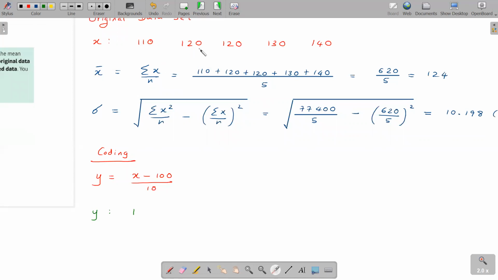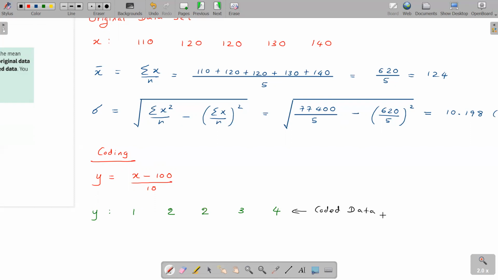Can you do the same thing for 120? 120 minus 100 is 20. 20 divided by 10 is 2. Next one, again 120 becomes another 2. 130 becomes 3. 140 minus 100 is 40. 40 divided by 10 is 4. Guys, can you see what I just did? I took each and every single X value and applied it to this equation and I got the respective Y value. So this is called the coded data. The Y values we got here, this is what we refer to as the coded data.